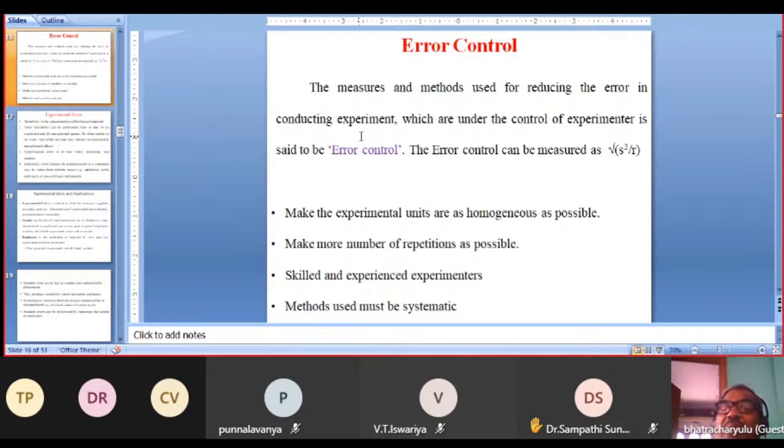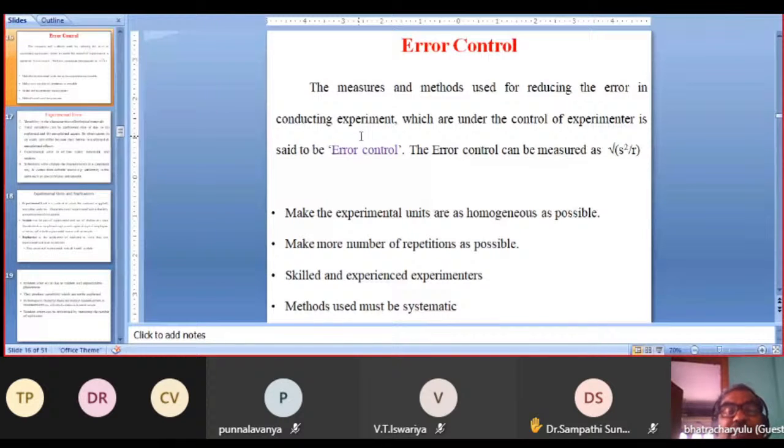r is nothing but the number of times the experiment is repeated, or the number of observations. So r is generally called replication. Suppose I am having 10 observations, and whatever the variance is, suppose the variance of these 10 observations is 100. Then we can say the square root of 100 by 10, because the variance of the 10 observations is 100.